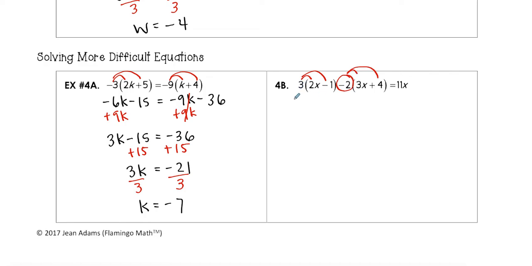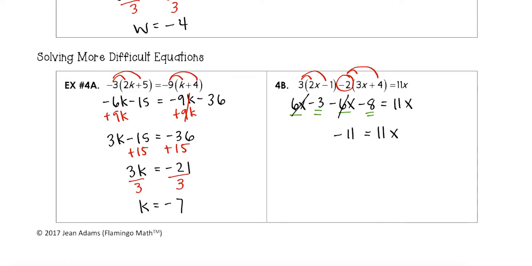So 3 times 2, 6x, 3 times negative 1, negative 3. Negative 2 times 3x is going to give me a negative 6x, and then negative 2 times positive 4, negative 8, equals 11x. All right, let's go ahead and combine my like terms. So if you guys notice, I have 6x, negative 6x. I have negative 3, negative 8. So we're going to go ahead and combine those. 6x and negative 6x, those just cancel each other out. Negative 3 and negative 8, that gives me negative 11 equals 11x.